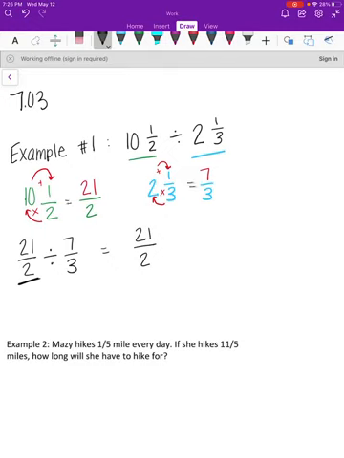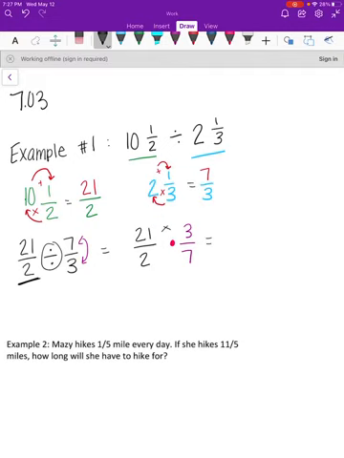We're going to change this division sign to a multiplication sign. So I'm going to turn it into a multiplication sign. And we're going to flip around our second fraction. So instead of 7 over 3, we're going to have 3 over 7. And then we're just going to multiply across like we normally do with multiplying fractions.